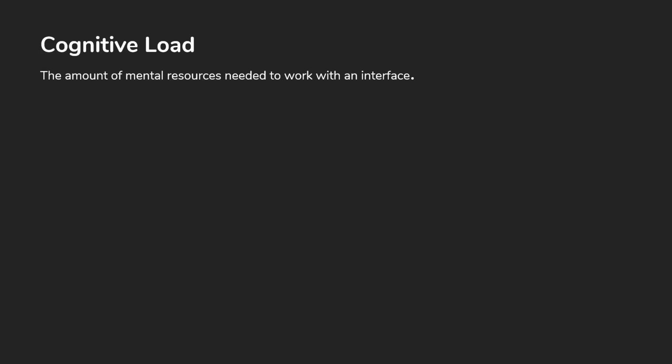Let's talk about some of the fundamental concepts that UX designers use in order to reduce that friction. The first one I want to talk about is cognitive load. This basically means the amount of mental resources needed to work with an interface. The more effort that a user has to put in order to understand what a thing's meant to do and how it's meant to be used, the less of that effort is going to be used in actually solving the problem at hand. If you have to stop and think for a second every time you swing a hammer, you're not going to get much carpentry done.